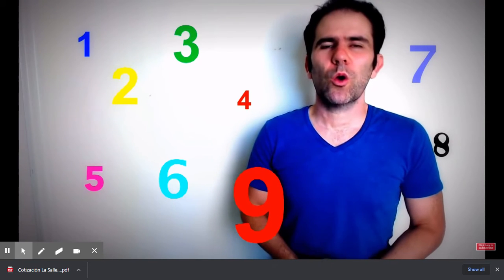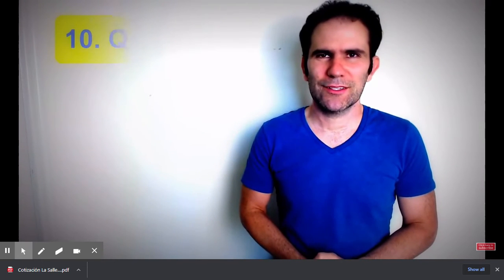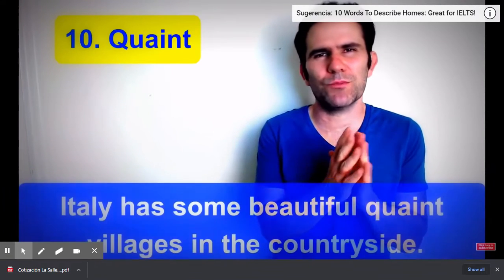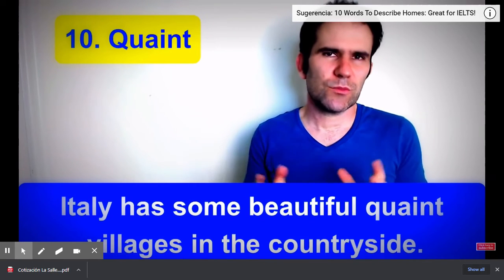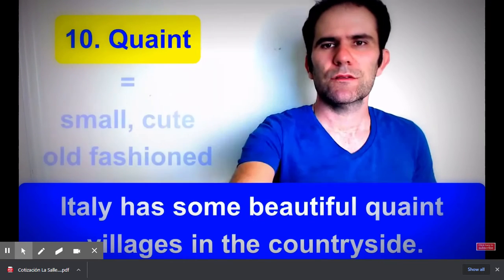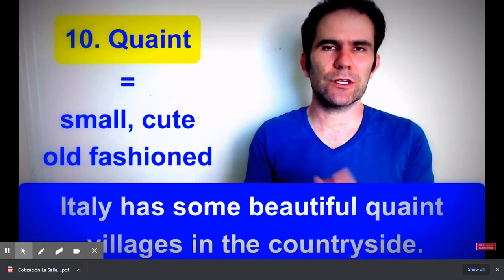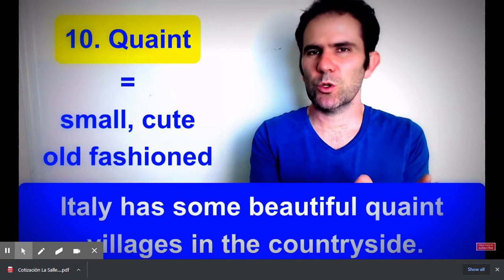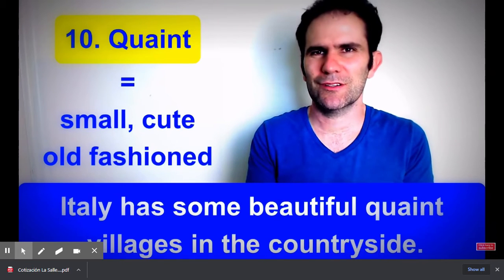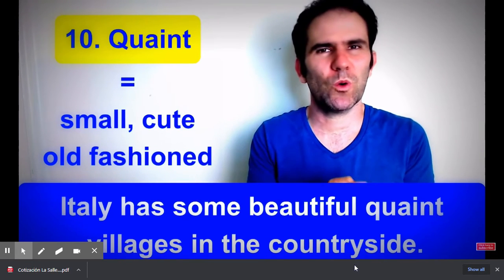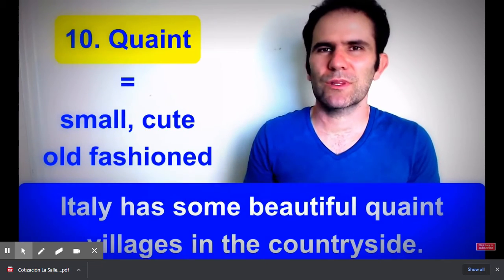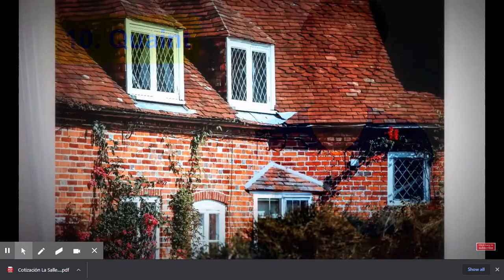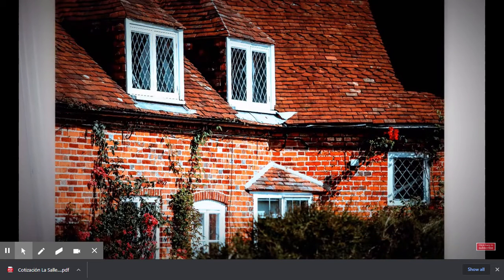And number 10, quaint. What a lovely, quaint little village. Italy has some beautiful, quaint villages in the countryside. Quaint means small, and it's similar to cute. So quaint is a positive word. It's usually used to describe something that is small and cute and kind of old-fashioned. There are some quaint towns in the countryside of Italy. England has some lovely, quaint houses that are very old and old-fashioned.